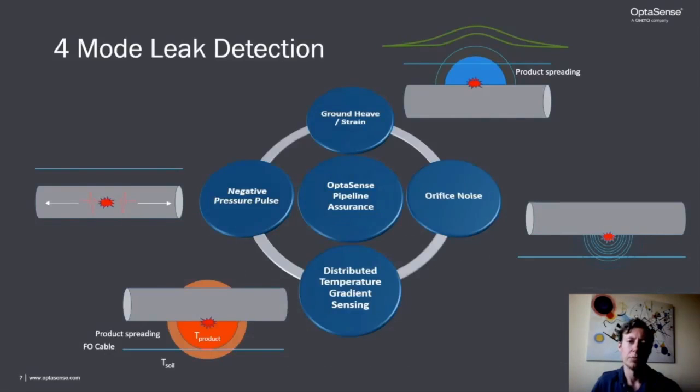During a leak, there are a number of physical phenomena that can be used for identification. Our four-mode leak detection system continuously monitors for four such indicators. These are the negative pressure pulse, orifice noise, strain, and temperature changes.